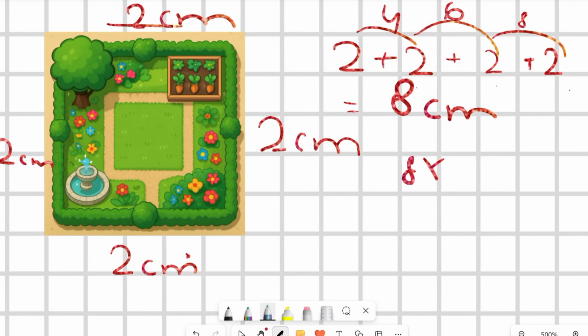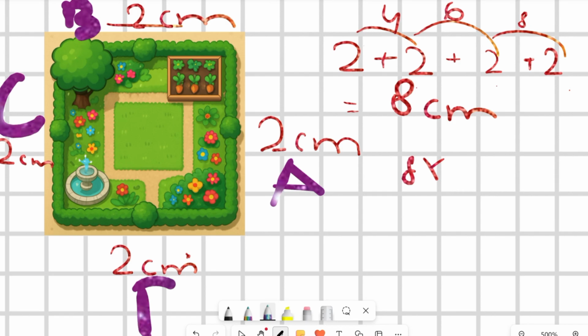It's the same answer, but in perimeter we add, we don't multiply. In perimeter, each side, like this side is A. This is A. This is gonna be B. This is going to be C, and this one is D.